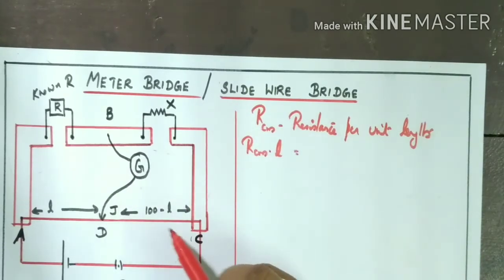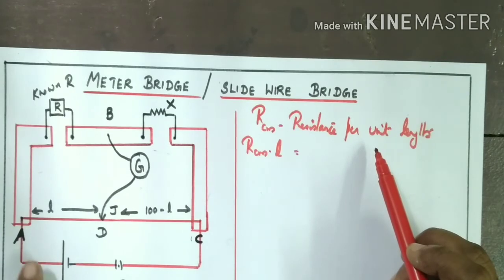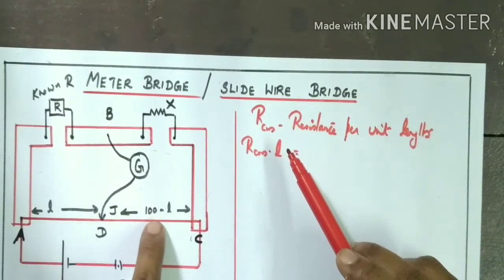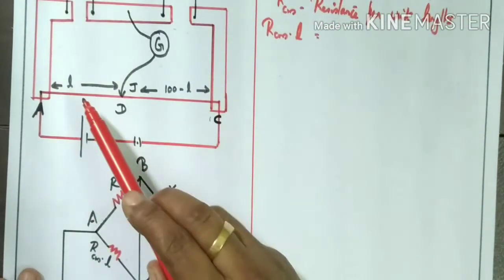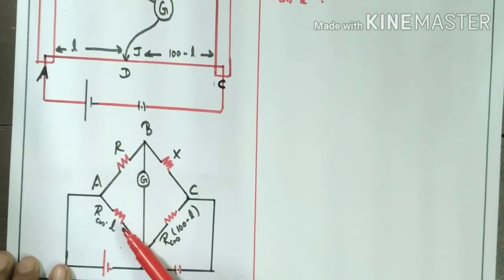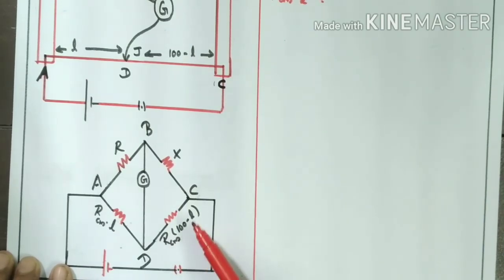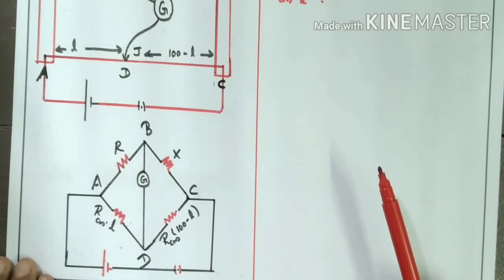What is the resistance corresponding to 100 minus L? That is RCM into 100 minus L, isn't it? So RCM is the resistance per unit length, and hence the resistance of this length L is RCM into L, and the resistance of 100 minus L is RCM into 100 minus L. So it is purely the Wheatstone's bridge balanced condition.